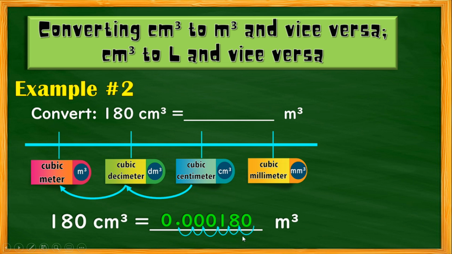0.000180. So again, remove the 0 to the right of 8. So the answer is 0.00018 cubic meter. So that would be the process.